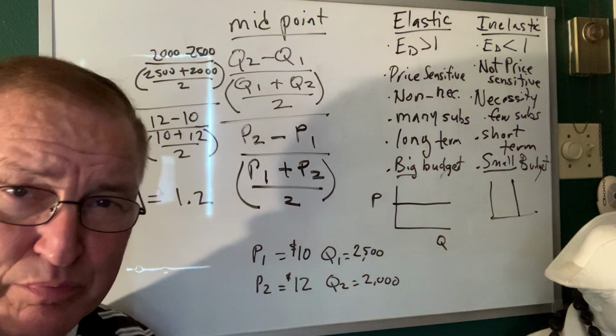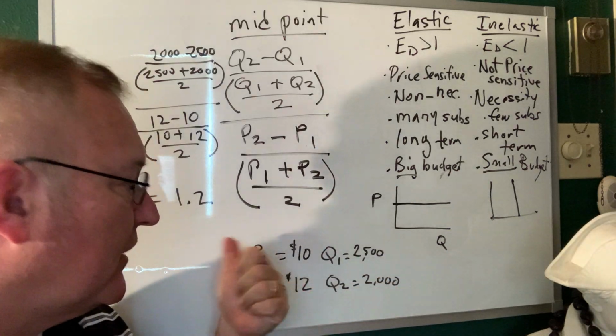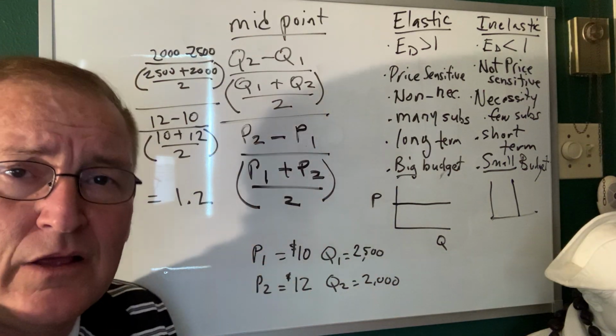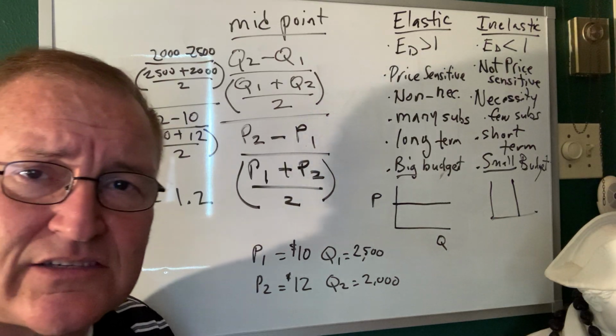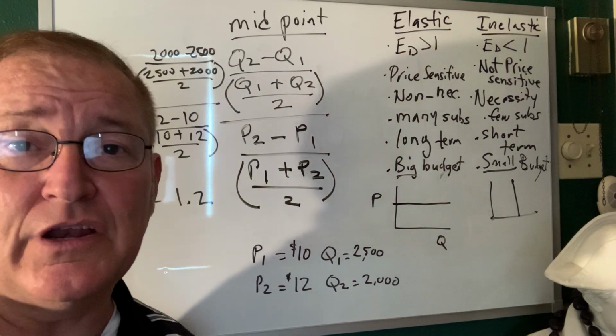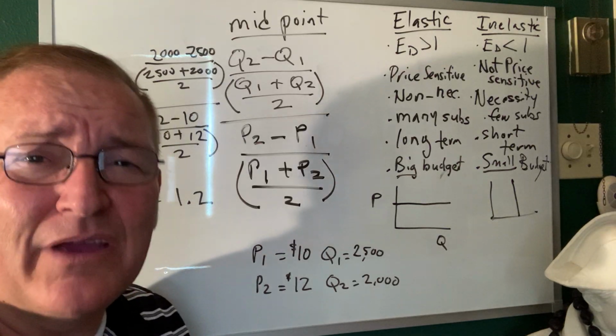Now, if you need the practice, stop the video, go through, do the math, calculate it out, make sure you can get 1.2. But now the question is, okay, so 1.2, what does that mean? Well, it means the price elasticity of demand for burritos is elastic. And that kind of makes sense, right?